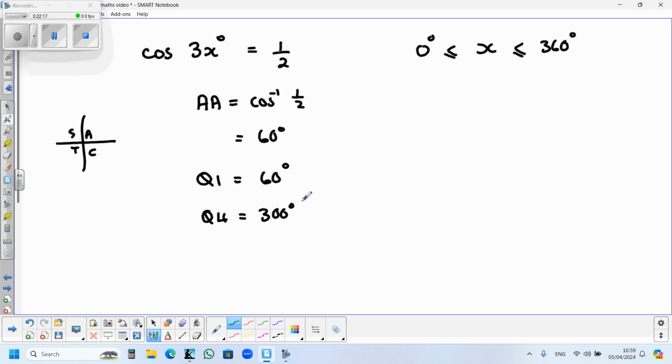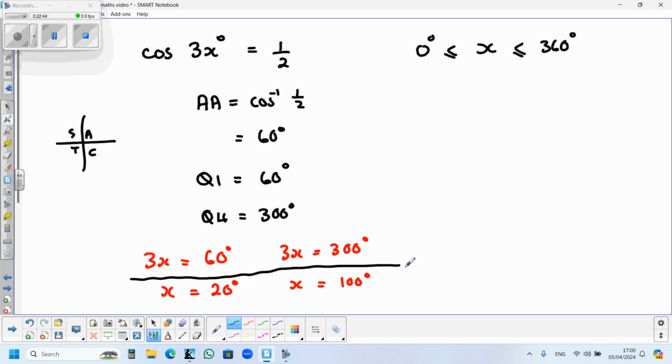Now that would be my two answers, but it's not x, it's 3x. So we do 3x is equal to either 60 degrees or 3x is equal to 300 degrees. So I'm going to work out what 1x is. So x is 60 divided by 3, which is 20 degrees, and divide by 3 again, x is equal to 100 degrees. Now, that's my two answers, but because it was 3x, I expect 6 answers.